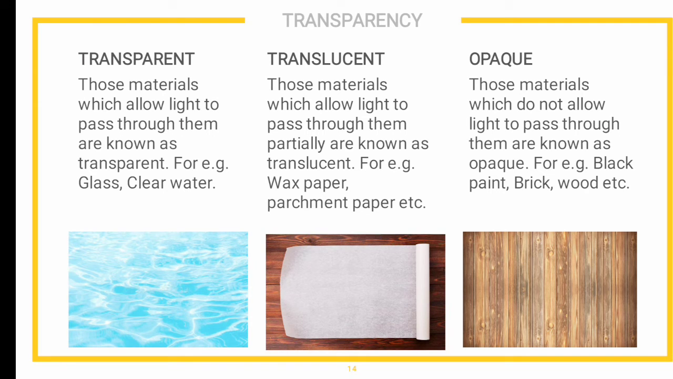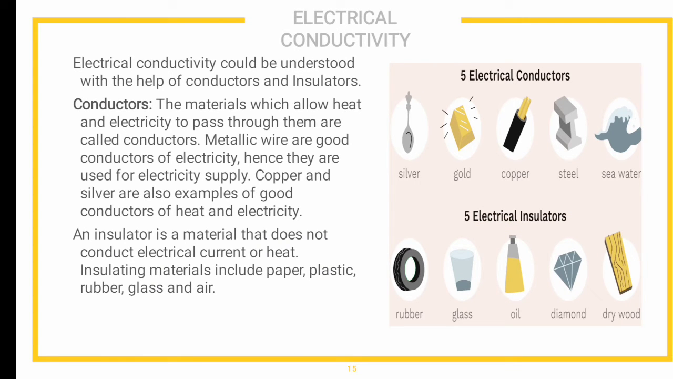Next one is opaque objects. Those materials which do not allow light to pass through them are known as opaque. For example, black paint, brick, wood. If you have a brick wall and you put a torch on it, you will not find any light passing through it. On the other side, you will not see any light. So that is transparency. Moving on, electrical conductivity.